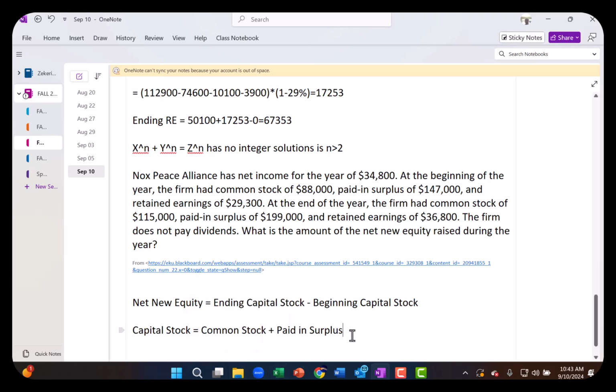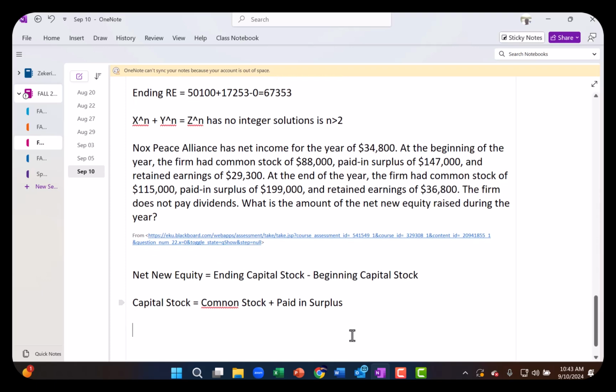We talked about this. Companies, let's say that you have 100 million shares. The company attaches a nominal value to each share. Let's say it's $1, but that doesn't mean they sold those shares at $1. Paid in surplus is the difference between the nominal value and the value at which you sold those shares. So net new equity in this case is the change. Common stock at the end was, let me see, 115. At the beginning, it was 88. Paid in surplus at the end was 199, and at the beginning it was 79.